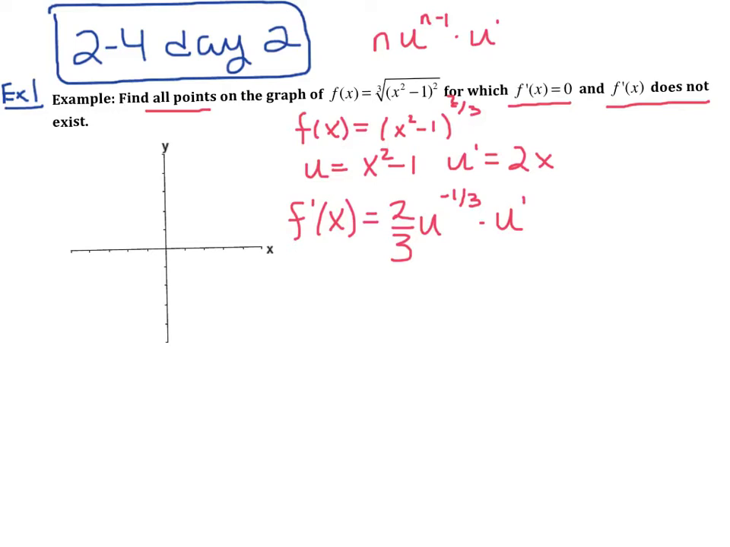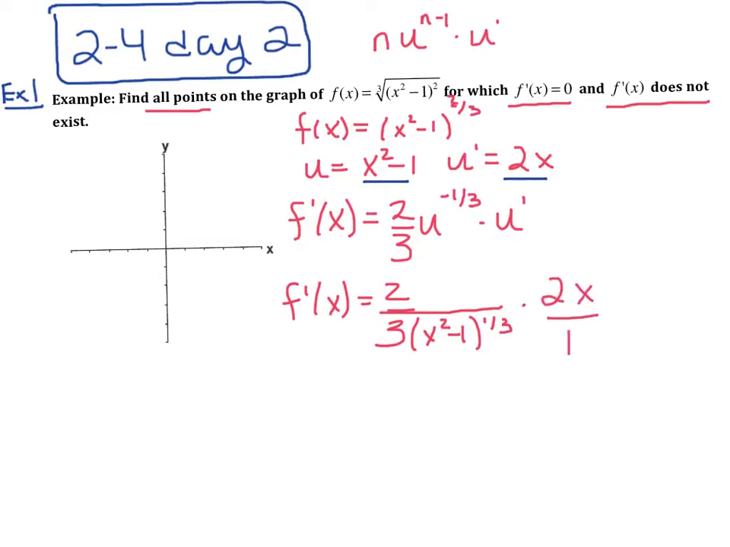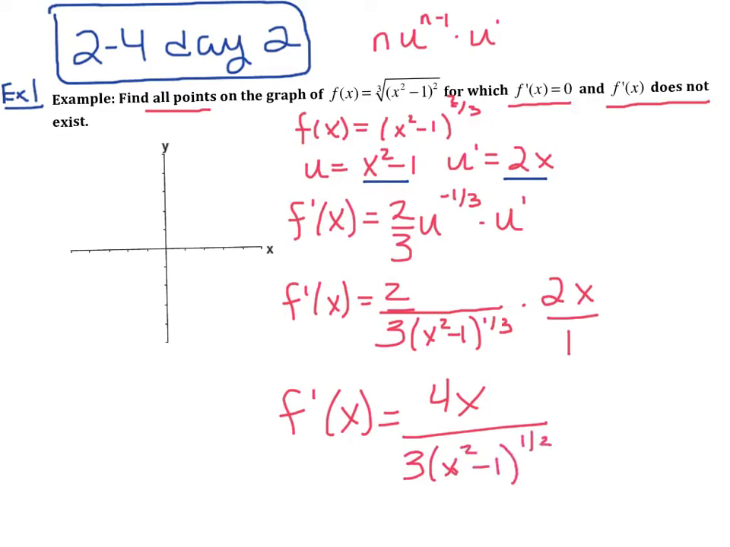Now what I'm going to do is take out all my u's and u primes and substitute them with what I have up here. So I get f prime of x equals 2/3. I'm going to go ahead and write the u below, which is x squared minus 1 raised to the 1/3 times what u prime is, which is 2x. And that's over 1. I'm going to multiply across the top, so I finally get f prime of x equals 4x on top, all over 3 parentheses x squared minus 1 raised to the 1/3.